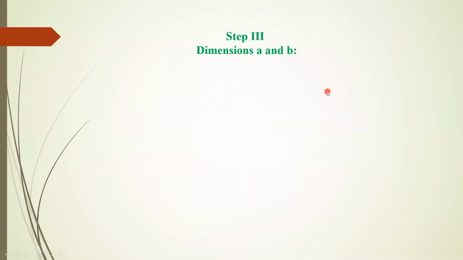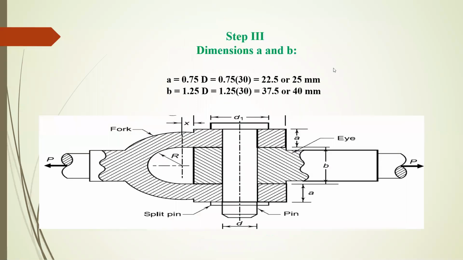Next, step number 3 is to calculate these dimensions. This is also an empirical relation we have to use. A and B dimensions: A is the thickness of the fork end, and B is the thickness of the eye. So we have to calculate A and B by simple empirical relations. A is 0.75 times D, and B is 1.25 times D. By putting the value of capital D here, we get 22.5, which we round up to 25 mm, and 37.5, which we round up to 40 mm. These are the values of A and B. You can see here what is A and what is B.